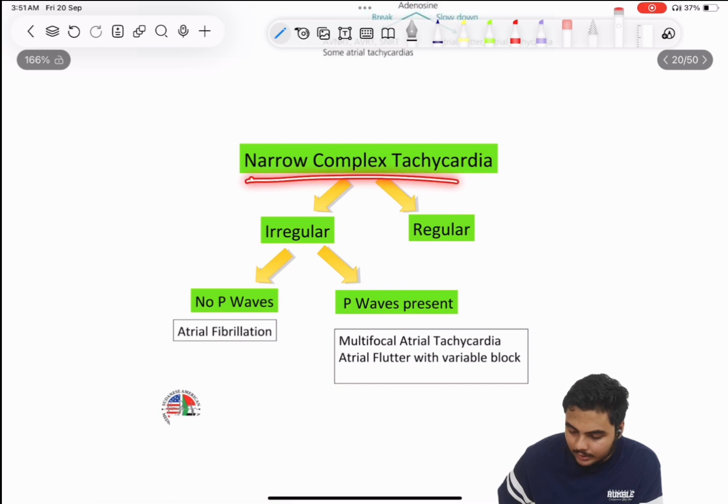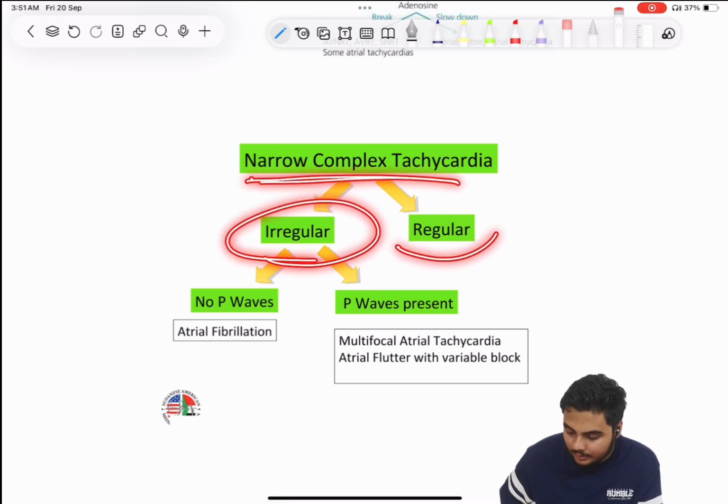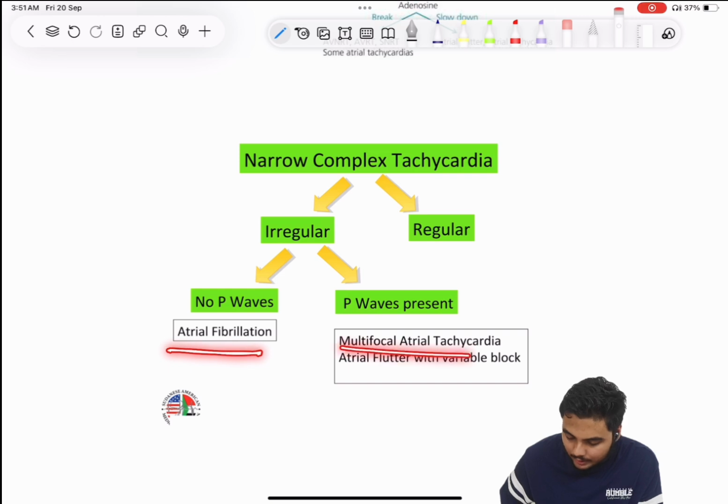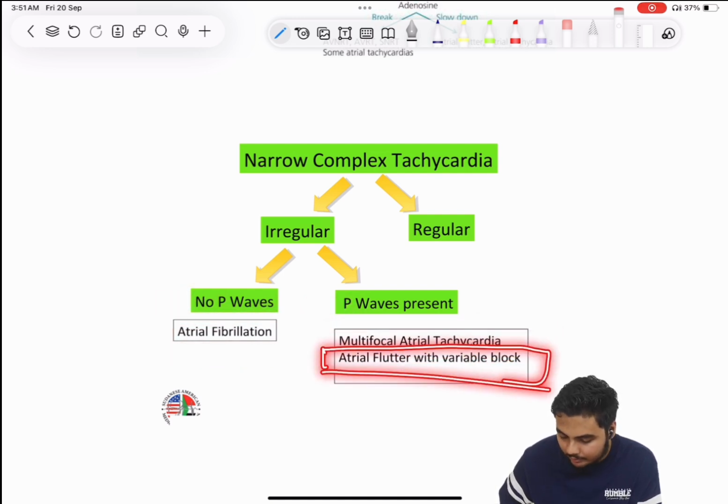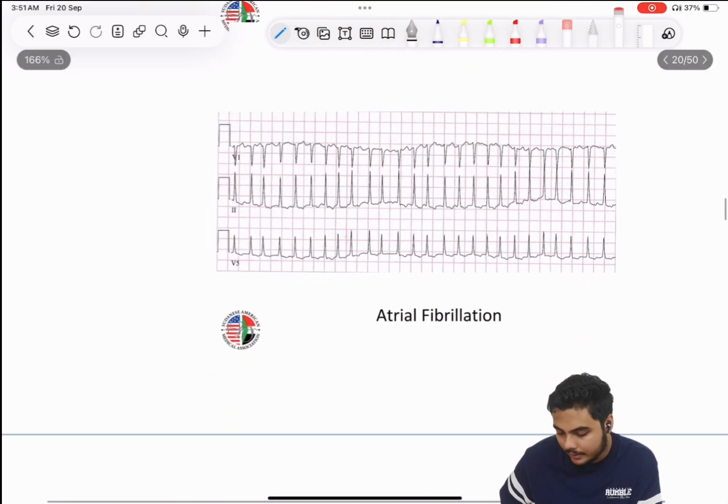Again, showing the same thing only, guys. Narrow complex tachycardia, whether the rhythm is irregular or regular. If it is irregular, then we know it can be either AFib or MAT. If there are no P waves, we can think of AFib, and if there are P waves present, then we can think of MAT, if more than 3 morphologies of P waves are present. If a single morphology is present, we can think of atrial flutter with variable block, right, guys?